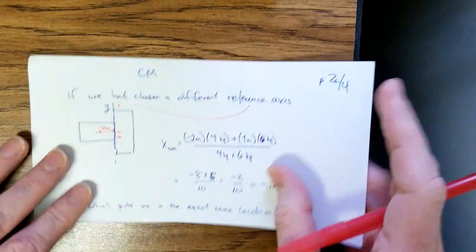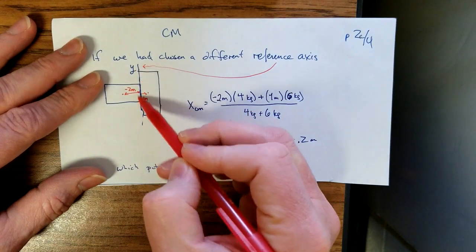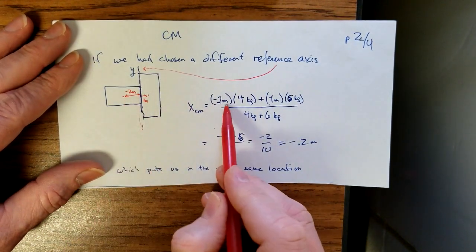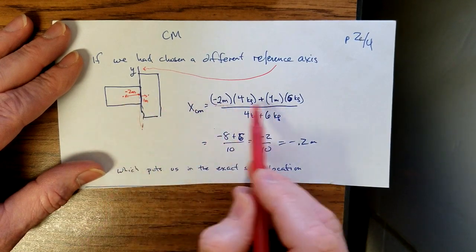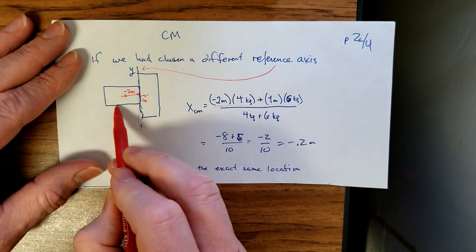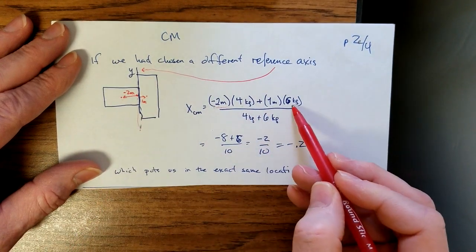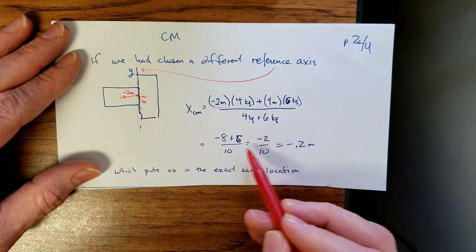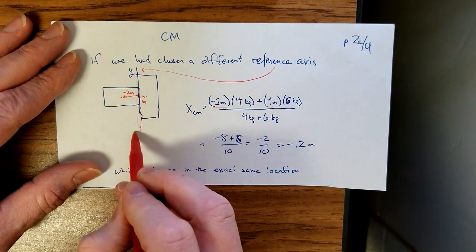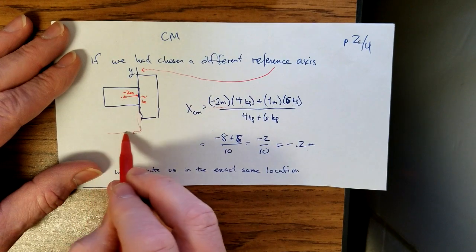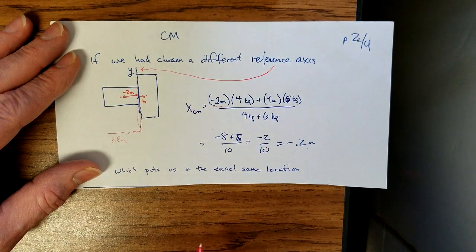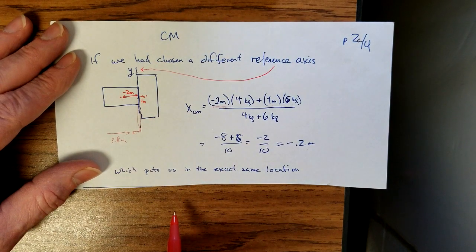Now if I chose a different origin, so if I chose my origin to be along here, now my position is negative 2 meters for the first one and 1 meter for the second one. So I have negative 2 meters times 4 kilograms because that's the mass here, 1 meter times 6 kilograms, divided by the total mass, I end up with negative 0.2. So negative 0.2, if that's 0 right here, negative 0.2 sends me this way, which is 3.8 meters from the left-hand side. So I get the exact same answer as I had before.